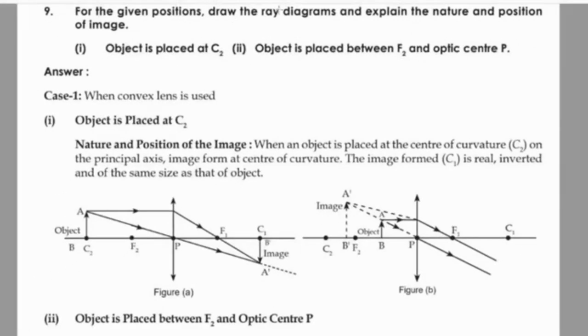For the given position, draw the ray diagram and explain the nature and position of the image. Object is placed at C2. When the object is placed at the center of curvature, the image will also be formed at the center of curvature in a convex lens, but in an inverted form. The image is real, inverted, and of the same size as the object.